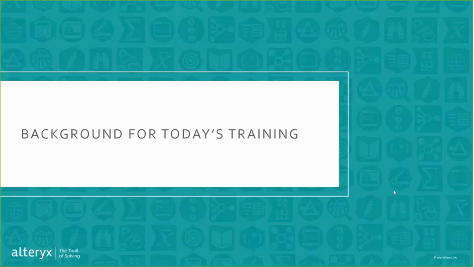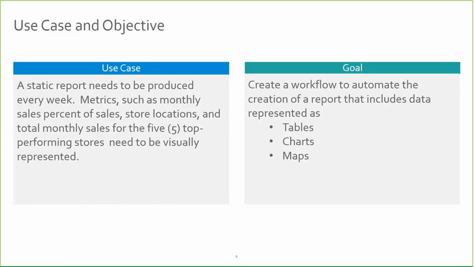So a little bit of background for today's training. What we're going to do is take a look at a static report use case. So in this case, something that needs to be reported every week. We're going to be looking at some metrics in this data, like monthly percent of sales, store locations, total monthly sales for the top 5 performers, and it all needs to be visually represented. Now, in the case of this particular training, we're going to try to fit this into an hour. So you'll notice that the end report is going to look a little bit rudimentary, and that's fine because the key here is to understand how all of these tools work together.